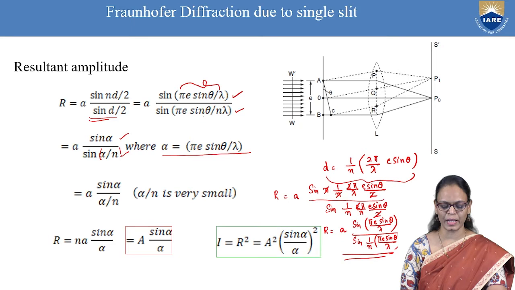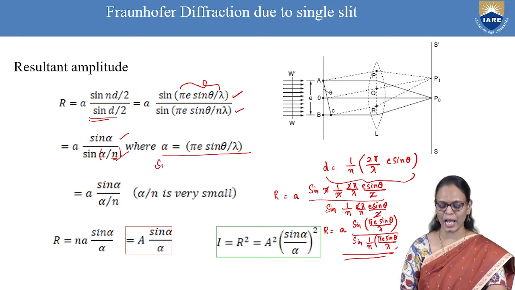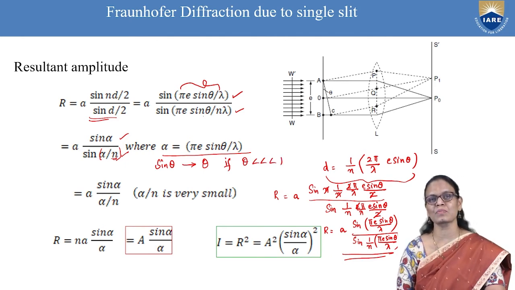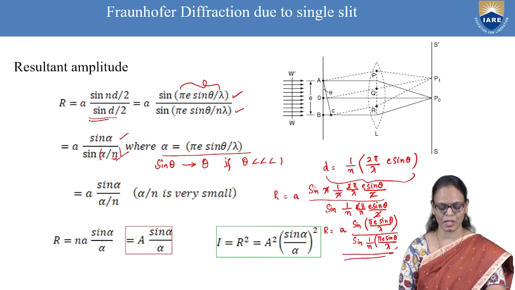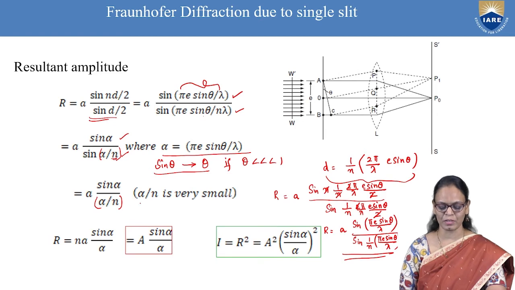Now, if you see, alpha by n is very small, because alpha itself is small and we are dividing it by n. So this value becomes small. Whenever theta is small, for all small angles of theta, sine theta tends to theta. Now definitely our alpha by n is very small, so sine alpha by n becomes simply alpha by n. So we have A sine alpha upon alpha by n. Now we can take n to the numerator, we get n A sine alpha by alpha.